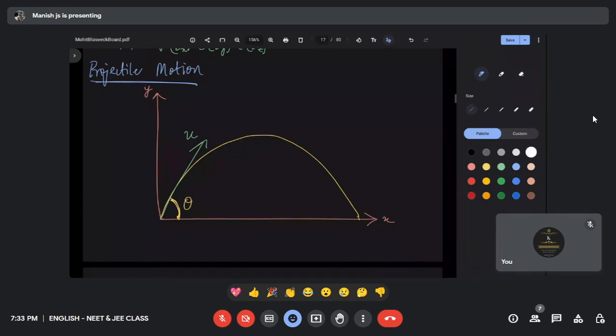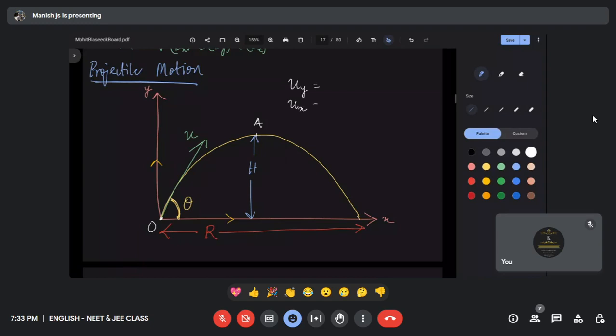Let me mark different points. This height is h, the maximum height it attains during its course of motion. The horizontal distance it covers is called the range, the horizontal range, given by the letter R. These are certain things that you will have to know. Now I'm going to resolve the initial velocity vector u into horizontal and vertical components. What is the vertical component, uy, and what is the horizontal component, ux?